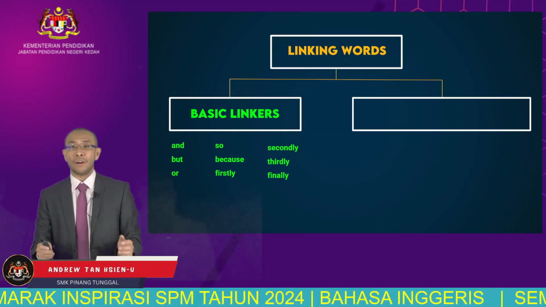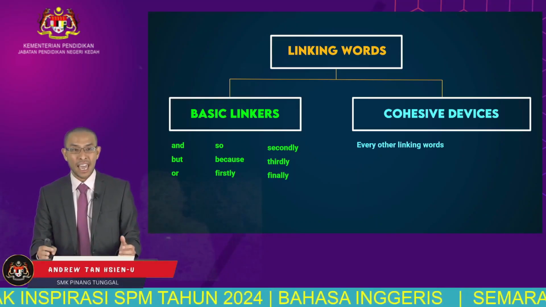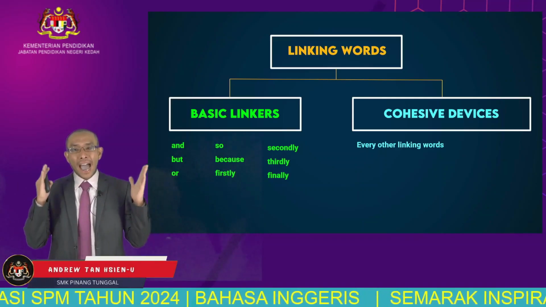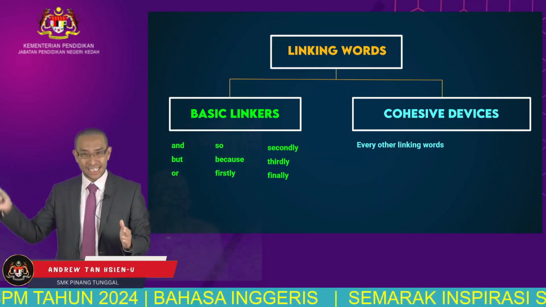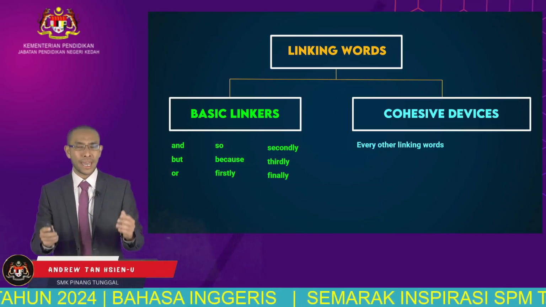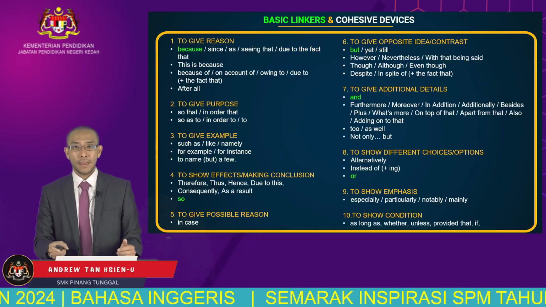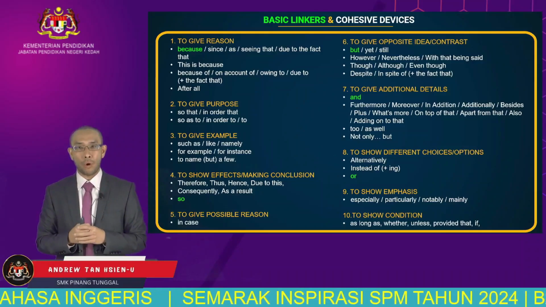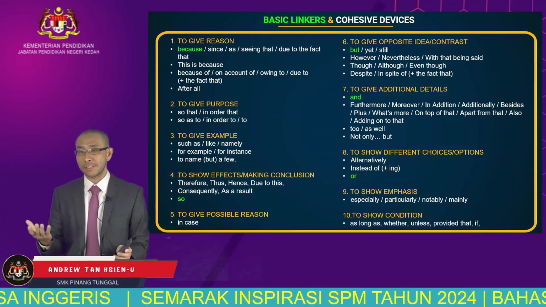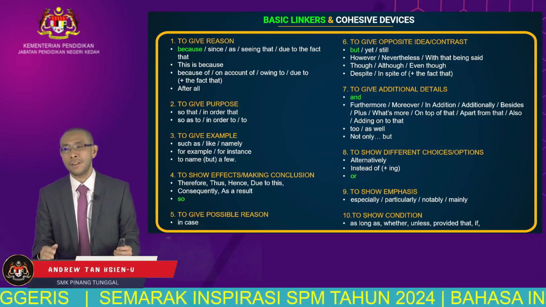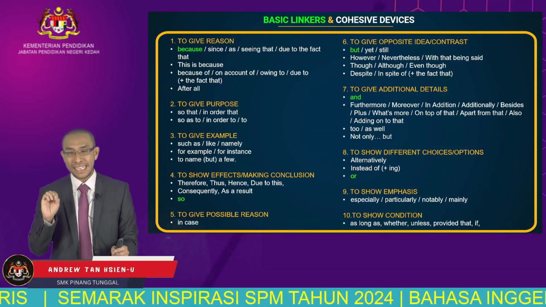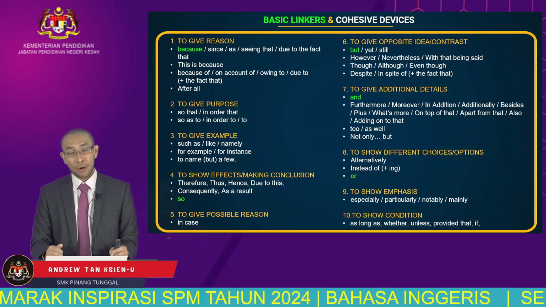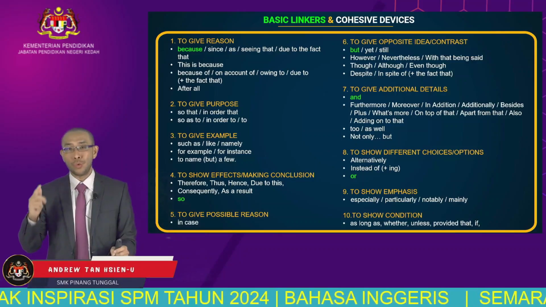So the next category of linking words are called cohesive devices. And these are actually penanda wacana yang hebat sedikit. So what are they? They are every other linking words other than those which are listed as basic linkers. Okay, so let's look at what they are specifically. Okay, so in this list right here, I've given you 10 categories of cohesive devices. It is not comprehensive, of course. There are a lot of cohesive devices, many different types, too many for us to put in here. But these 10, if you are able to master, it is good enough for you to score A for your English and also to coast for your Part 1, Part 2, and Part 3.